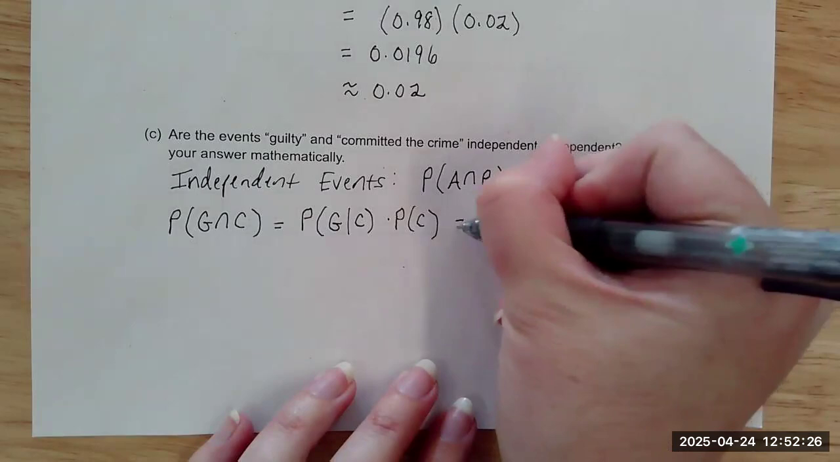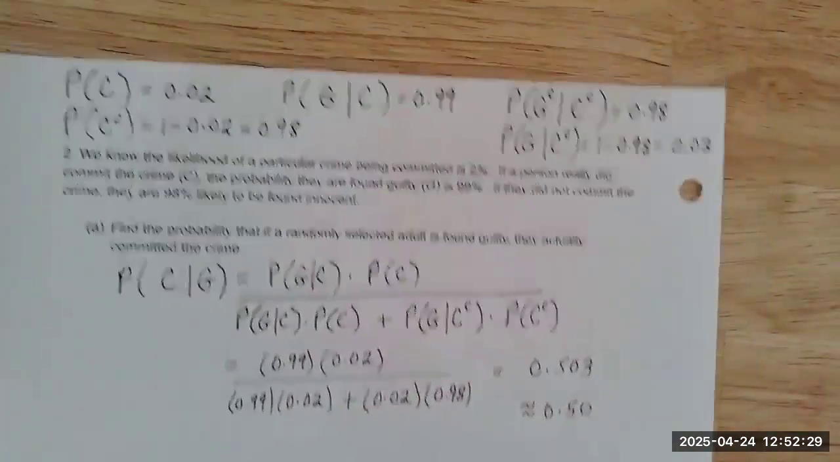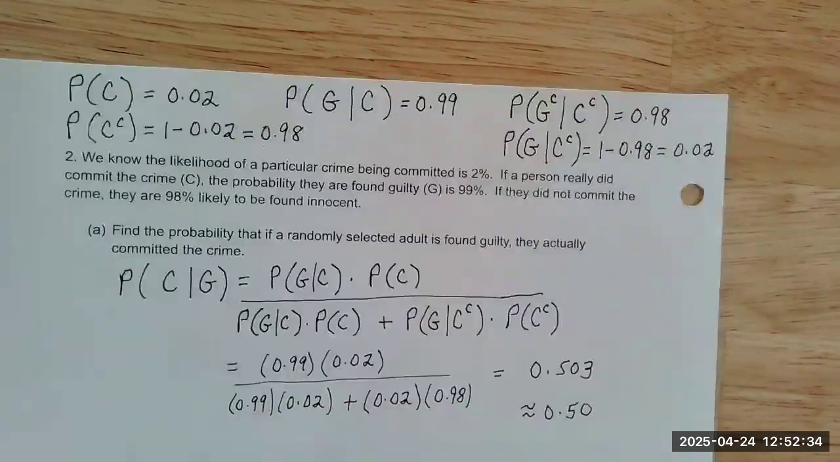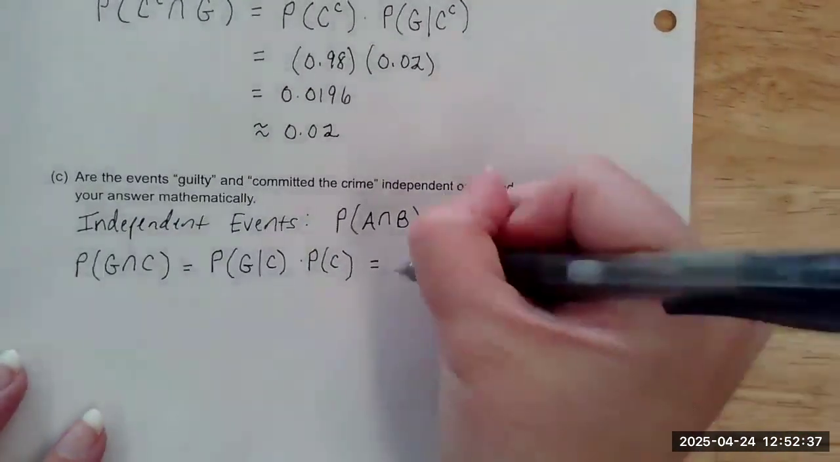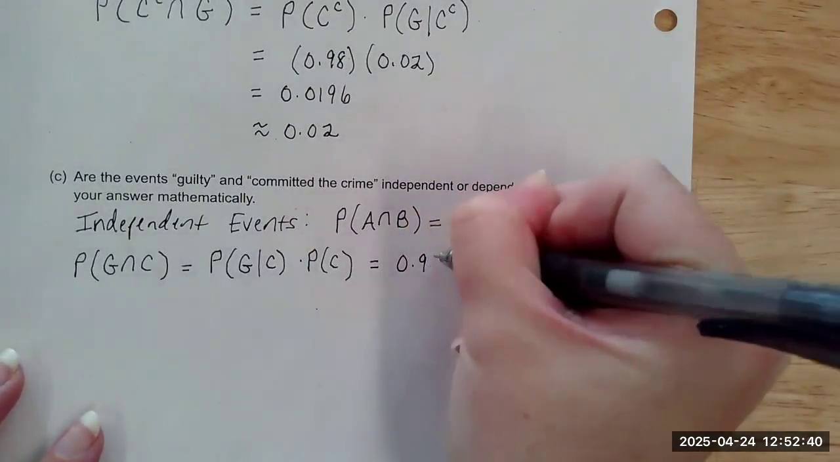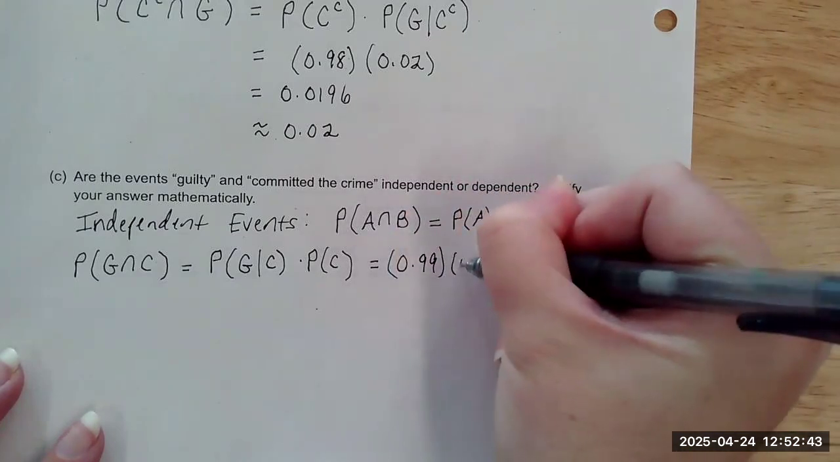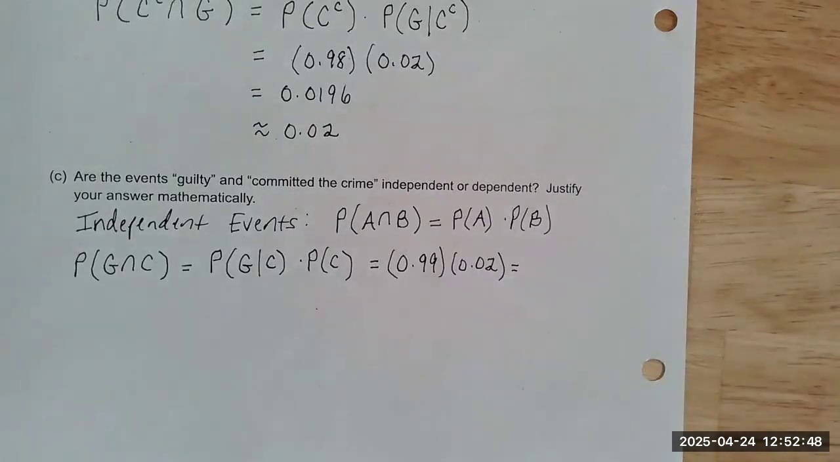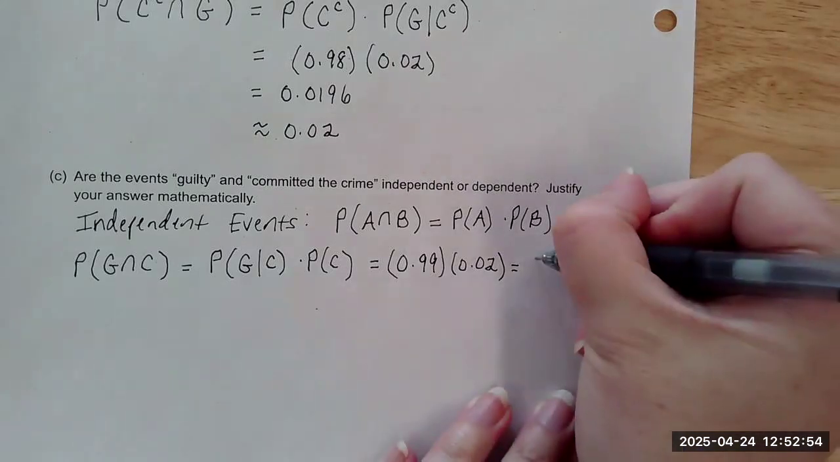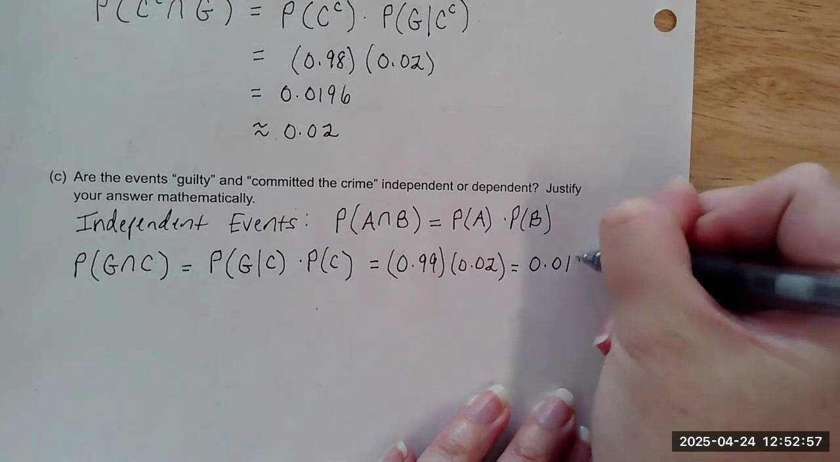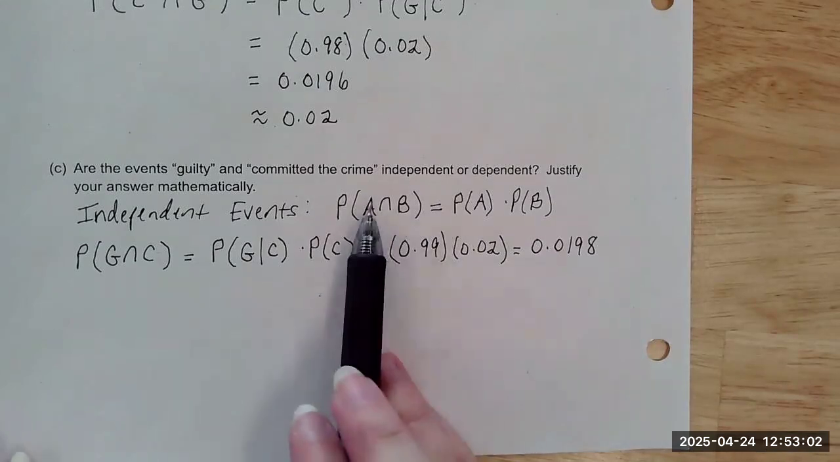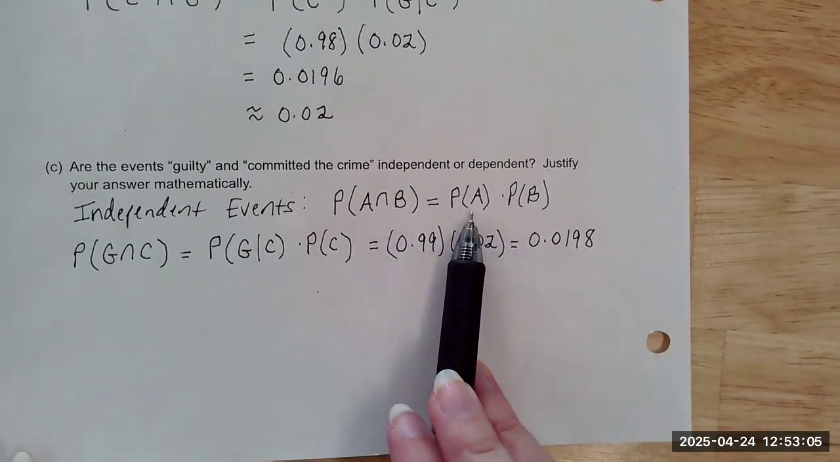All right. So G given C was at the top of our paper. We said that was 0.99 and probability of C we said was 0.02. So we're just plugging those in. So 0.99 times 0.02 comes out to be 0.0198. And I'm not going to round that one because we're actually trying to make an equality formula. So we need this to equal the probability of A times the probability of B.